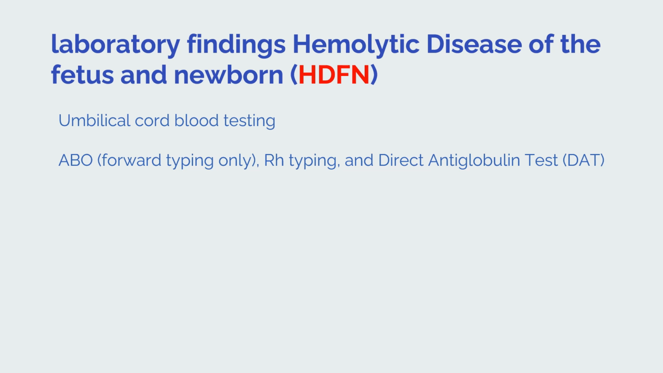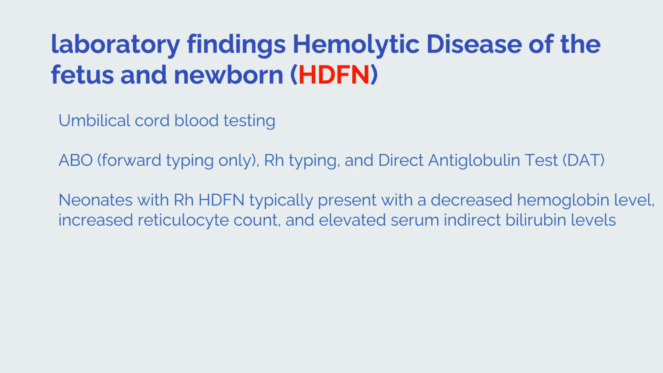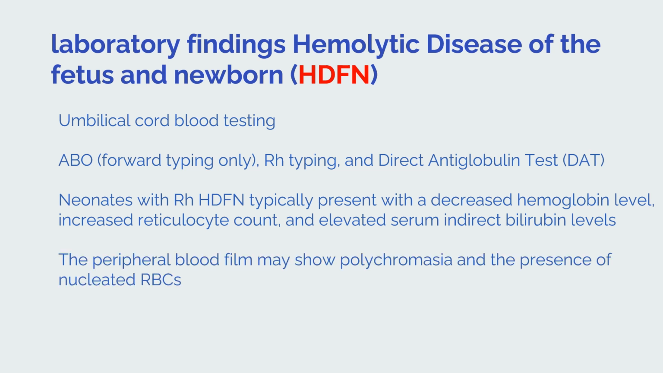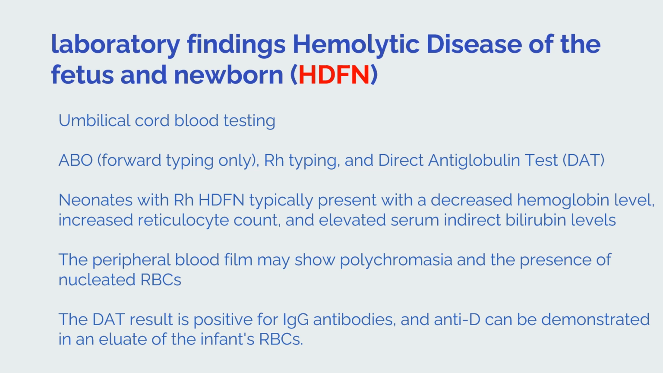At the time of delivery, laboratory testing is performed on umbilical cord blood from the newborn. Testing includes ABO, forward typing only, Rh typing, and a direct antiglobulin test, DAT. Neonates with Rh-HDFN typically present with a decreased hemoglobin level, increased reticulocyte count, and elevated serum indirect bilirubin levels. The peripheral blood film may show polychromasia, increased variation in RBC color, and the presence of nucleated RBCs. The DAT result is positive for IgG antibodies, and anti-D can be demonstrated in an eluate of the infant's RBCs.